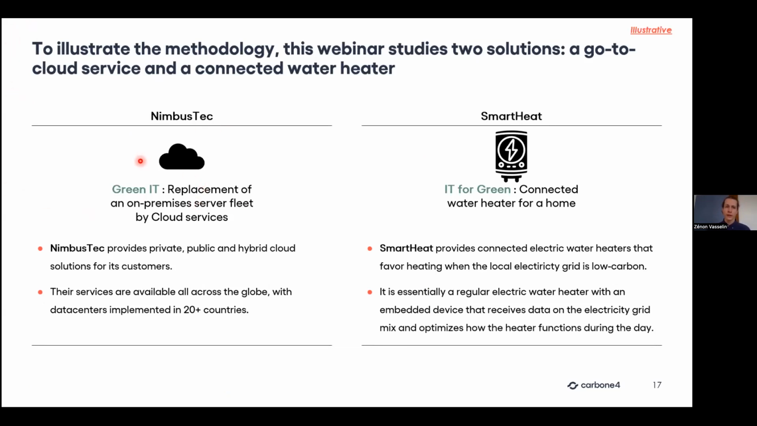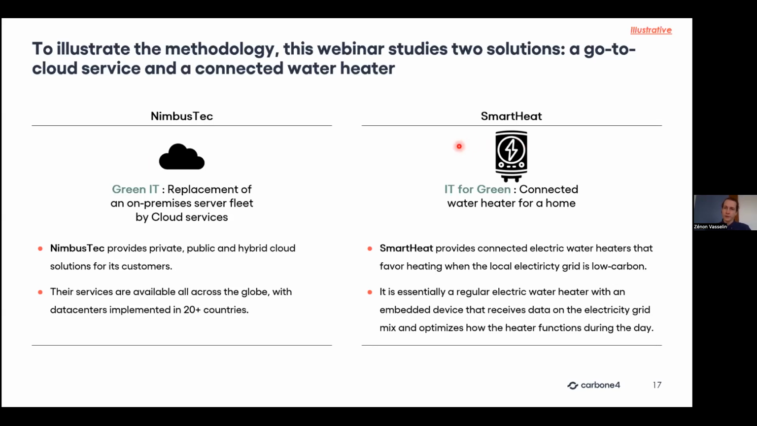The first solution is from Nimbus Tech, and it's a green IT solution, so IT trying to decarbonize the IT sector itself, but not an actor trying to decarbonize its customers. And Nimbus Tech provides private, public, and hybrid cloud solutions. So it's a simple go-to-cloud service.